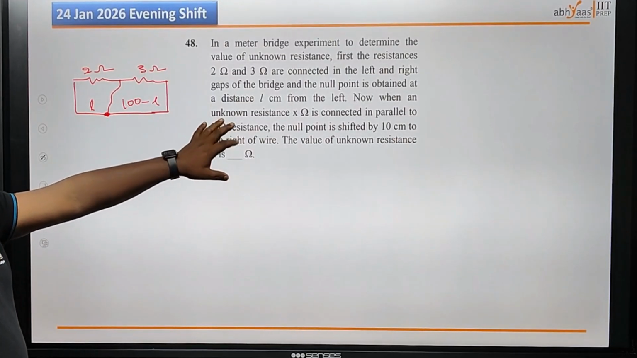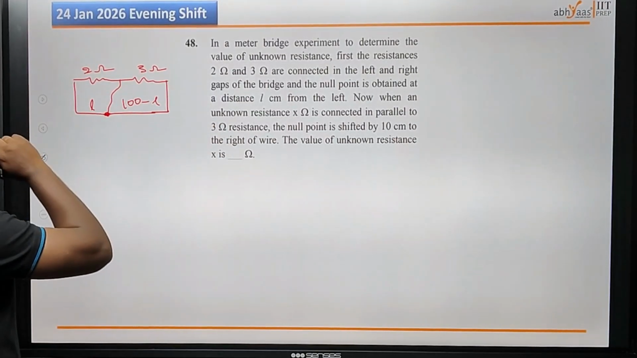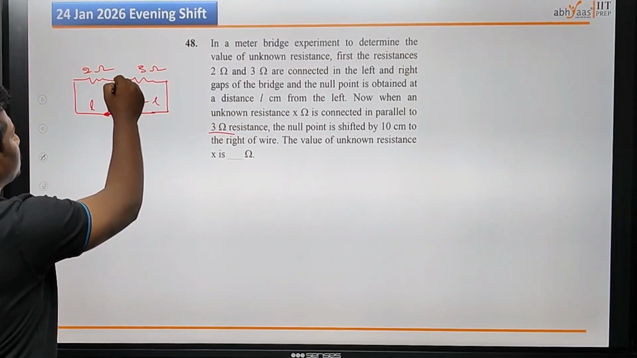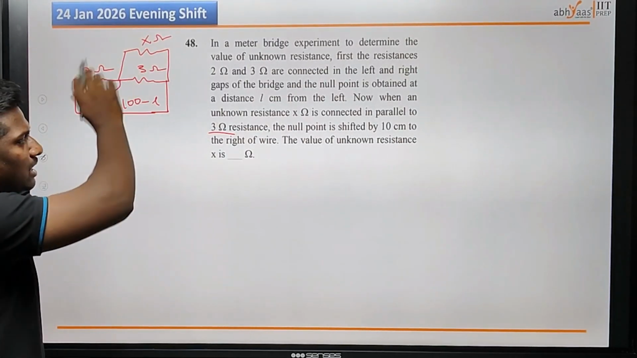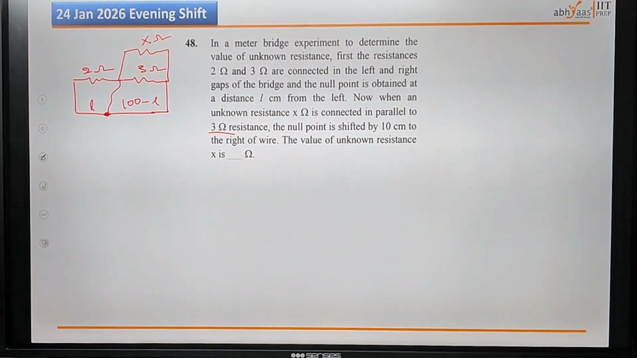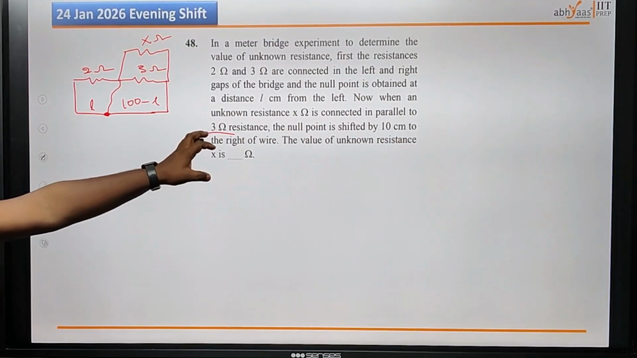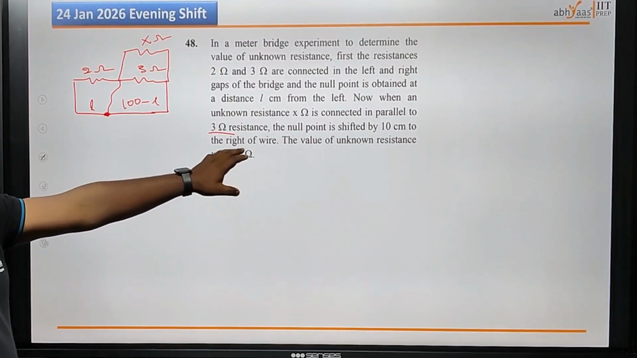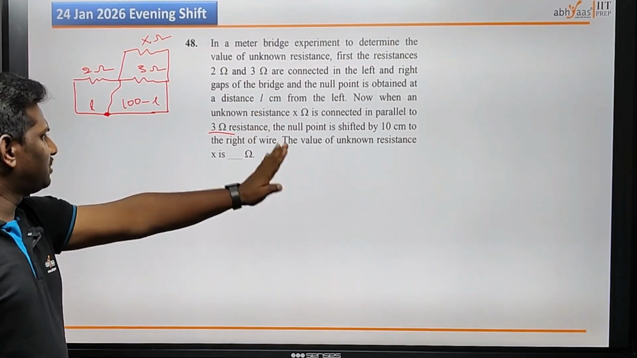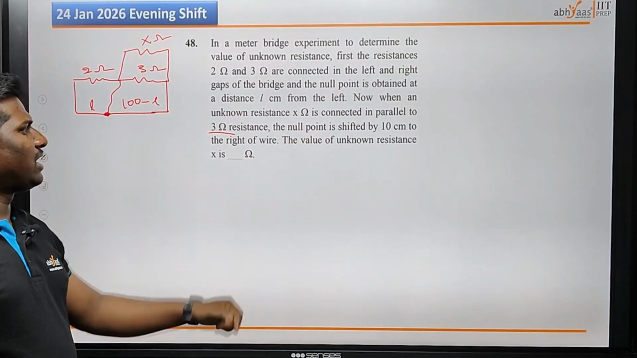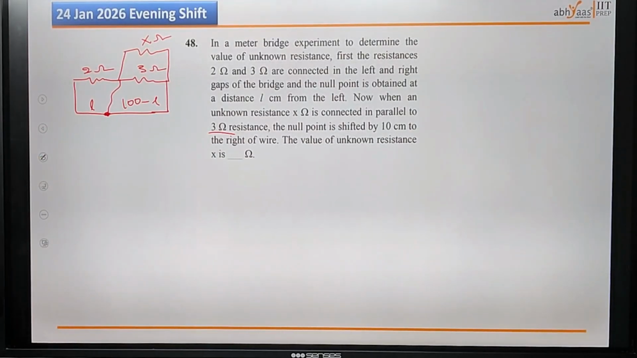Now, when an unknown resistance X ohm is connected in parallel to the 3 ohm resistor, the null point is shifted by 10 centimeters to the right. We need to find the value of the unknown resistance.